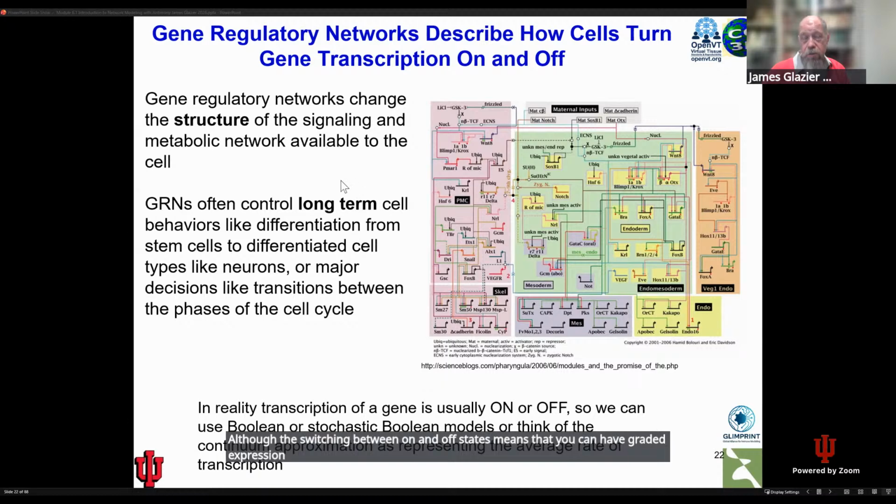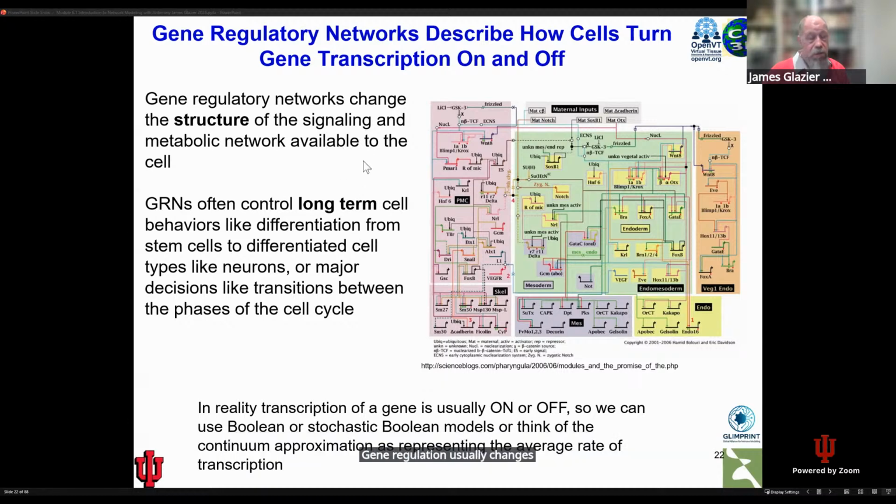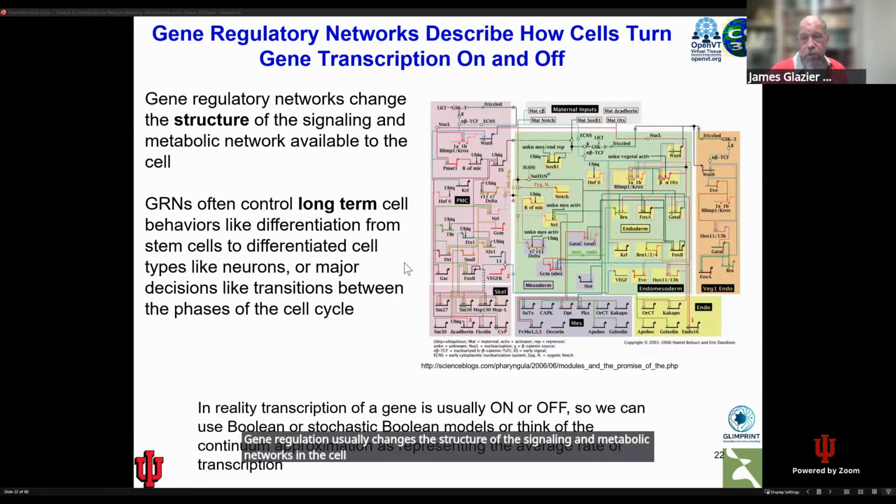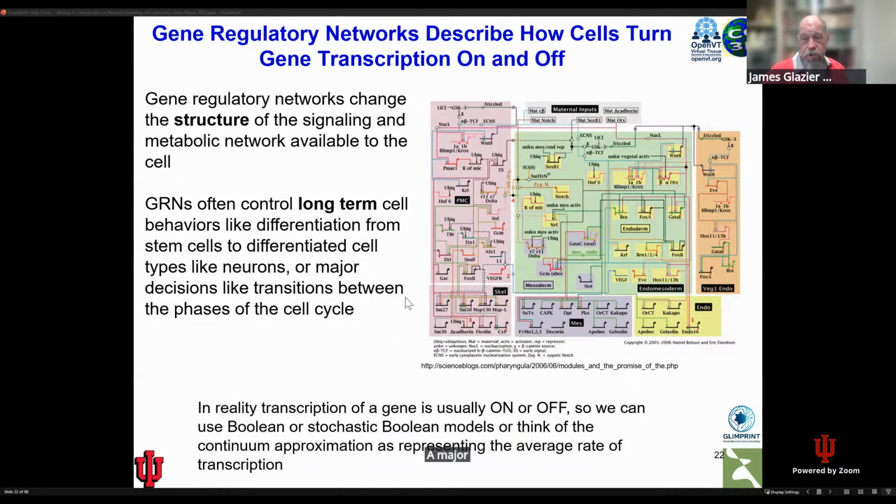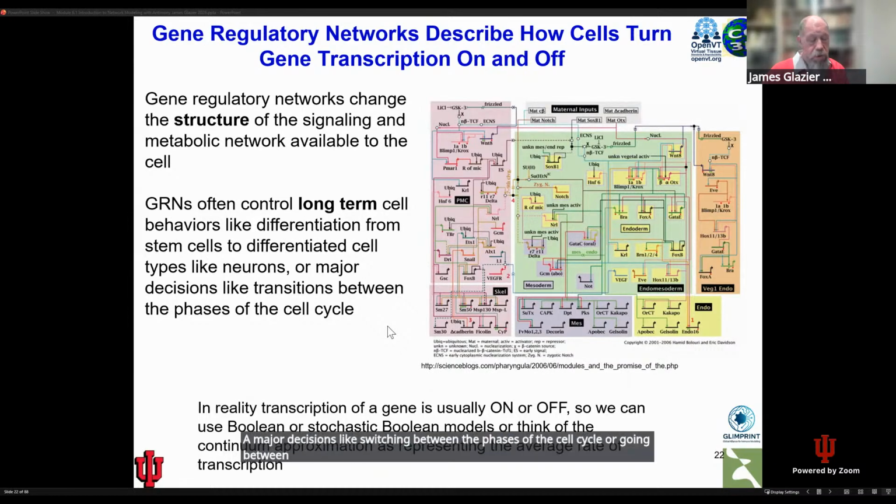Gene regulation usually changes the structure of the signaling and metabolic networks in the cell. And they typically control long-term cell functions like differentiation of cells, and major decisions like switching between the phases of the cell cycle or going between proliferation and quiescence.